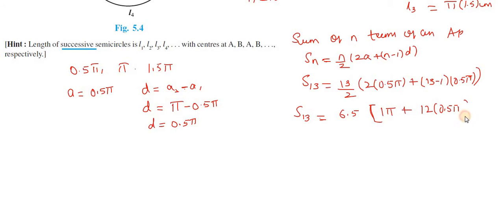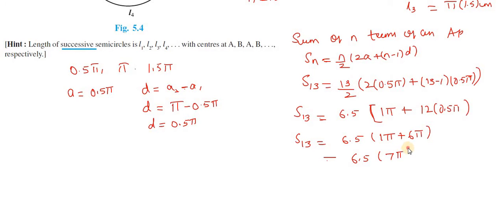So what is 12 into 0.5 pi? 12 into 0.5 is 6. So S13 is equal to 6.5 into 1 pi plus 6 pi. So therefore it is equal to 6.5 into 7 pi.